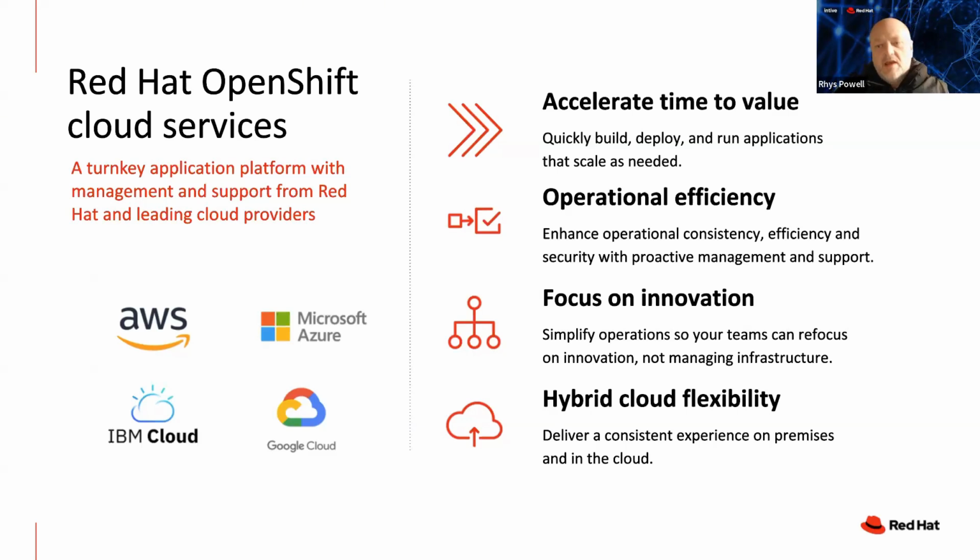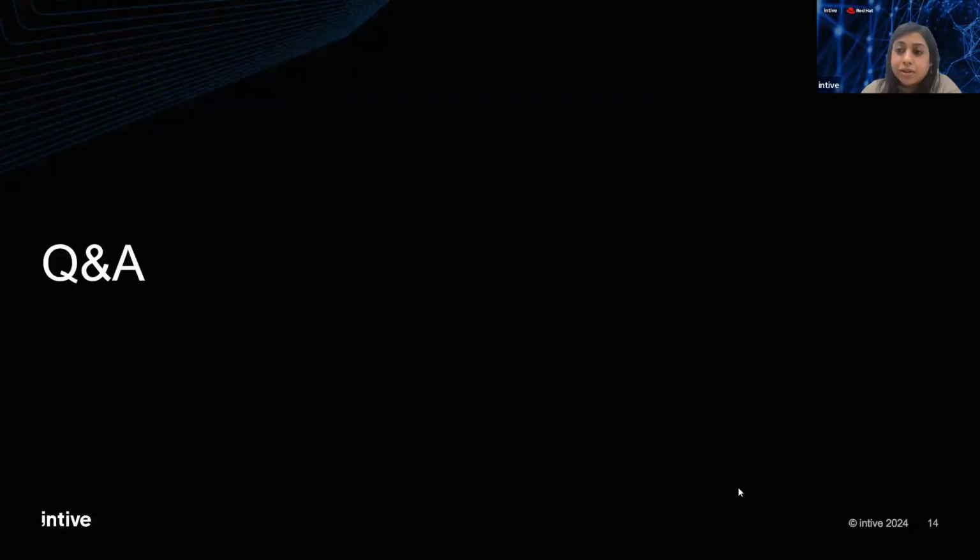As you can see there, we've spoken about Red Hat OpenShift on AWS. We also have Azure Red Hat OpenShift, OpenShift on IBM Cloud, and OpenShift Dedicated that can run on GCP. I'll hand you back to Nadisha, and if there's any questions, we can take them from there. Hopefully there is.